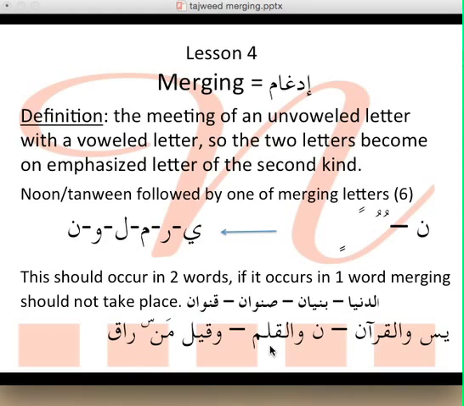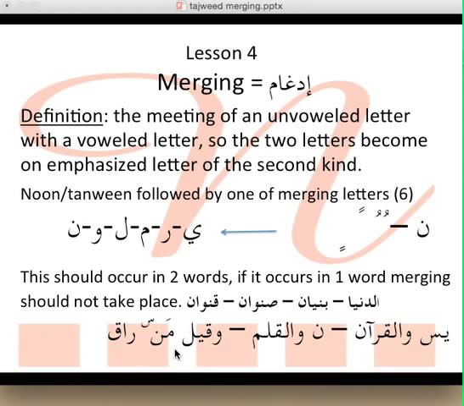Noon wal qalami wa ma yasturun. Noon, that's the noon, the beginning of the surah. And then wa, waw. It's a part of yarmilun. The waw should be idgham, but we don't apply it. It's an exception.